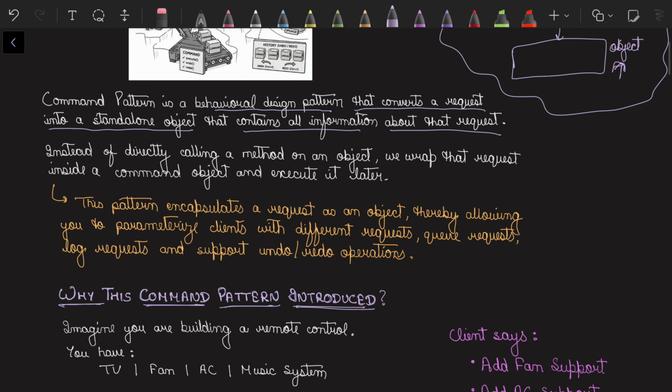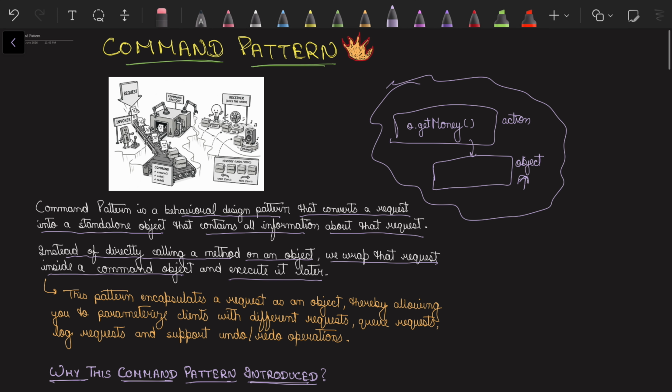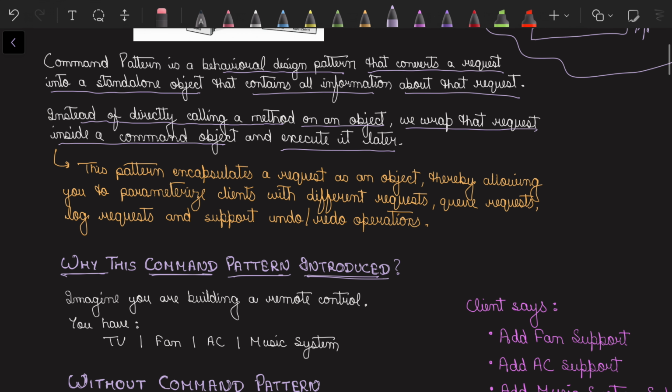Let's read the definition further. It says that instead of directly calling a method on an object, we wrap that request inside a command object and execute it later, the same thing I have just explained. This pattern encapsulates a request as an object, thereby allowing you to parameterize clients with different requests, queue requests, log requests, and support undo and redo operations.